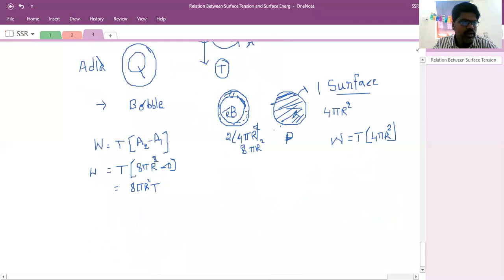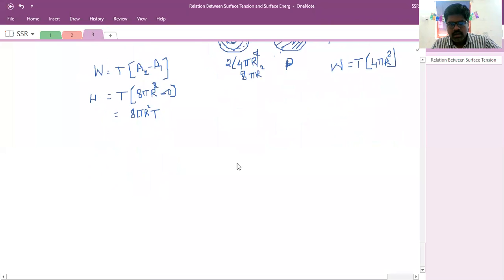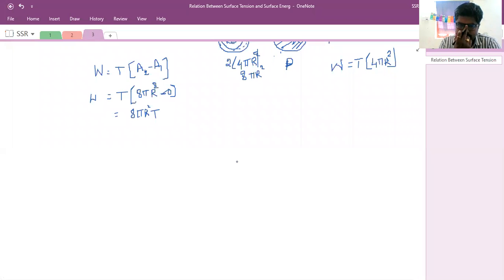Suppose a volume V of the liquid drop. Suppose again I have taken a liquid drop, the initial volume is V. Now it is split into smaller drops. In this case, internal energy is utilized to convert it into smaller drops. As internal energy decreases, the surface energy increases.